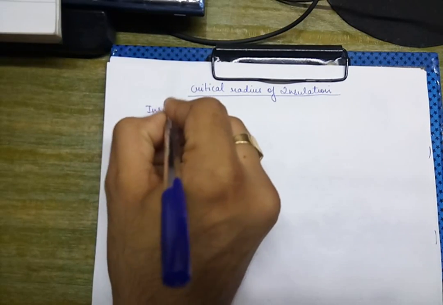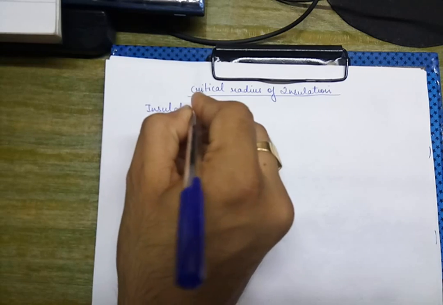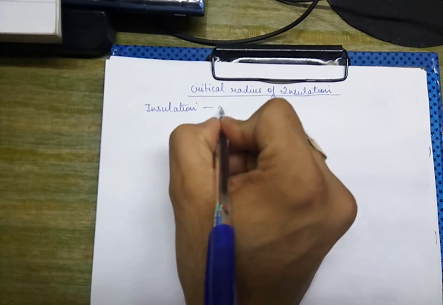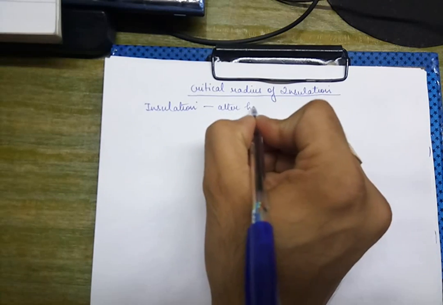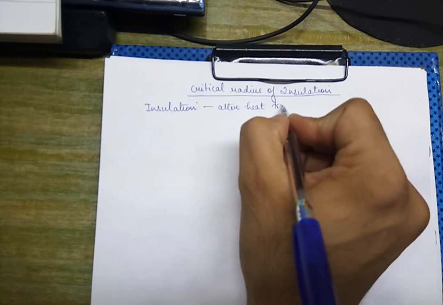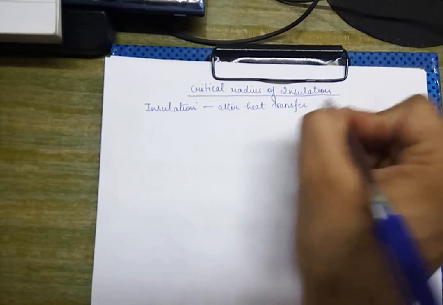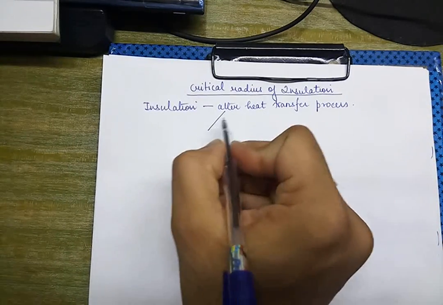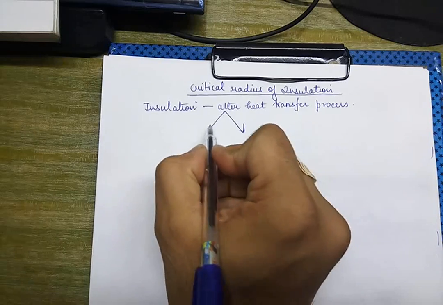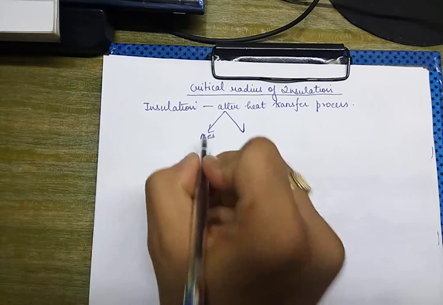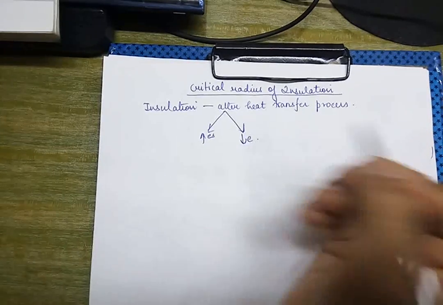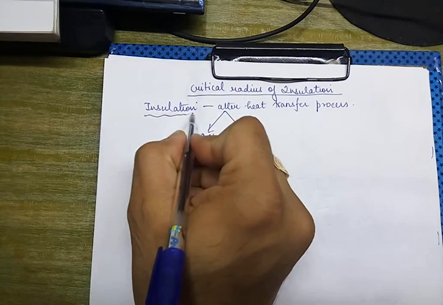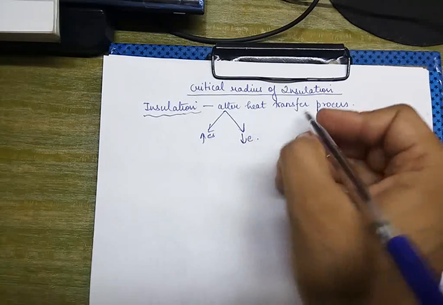An insulation is generally a material which has the tendency to alter the heat transfer process. Now, altering the heat transfer process can have 2 possibilities, that is either to increase the heat transfer rate or to decrease the heat transfer rate. So an insulation can be used either to increase or decrease the heat transfer rate.